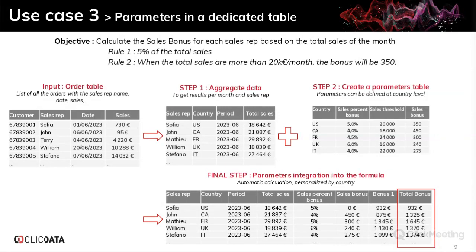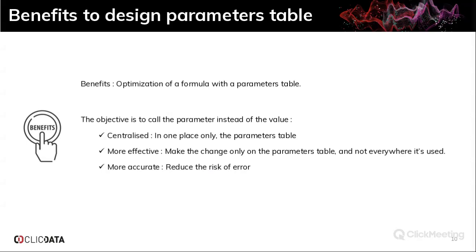So finally, we will get this total bonus. And as you can see, with this structure, it's easy, in case of evolution of the parameters, to still get the total bonus, as it's in the parameters table and you do not have to apply the change in every formula. So that's it for the concrete case.